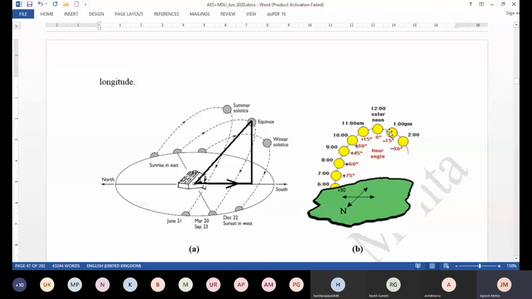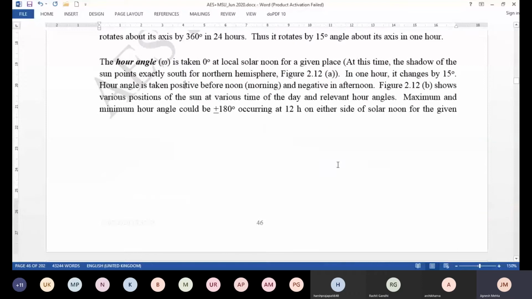So at 13 hours, like 1 p.m., it is minus 15. At 14 hours, it is minus 30. At 15 hours, it is minus 45, and so on. Right. So that's how you can assign the value to this parameter called hour angle. So that's one of the angles that you will need.